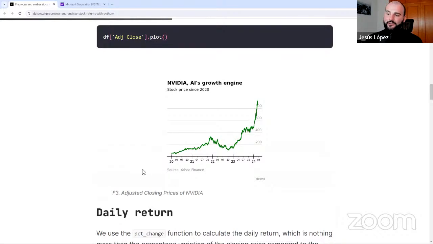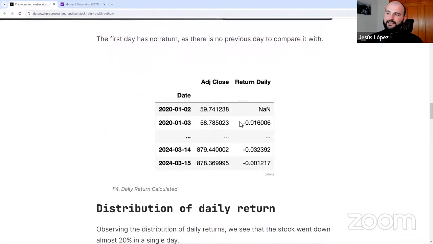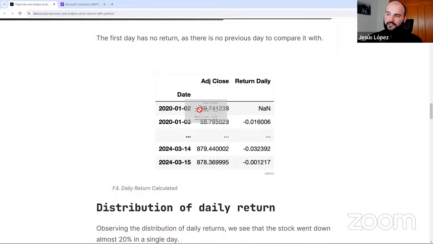To calculate the daily return, I need to use the function percentage change. And there I can see that on the first day, we had 59. On the second day, the stock went down to 58. That is minus 0.01. In percentages, this would be 1% for the following day. We can see that here we have a missing value, not a number, because we don't have any prior day to compare this close price.